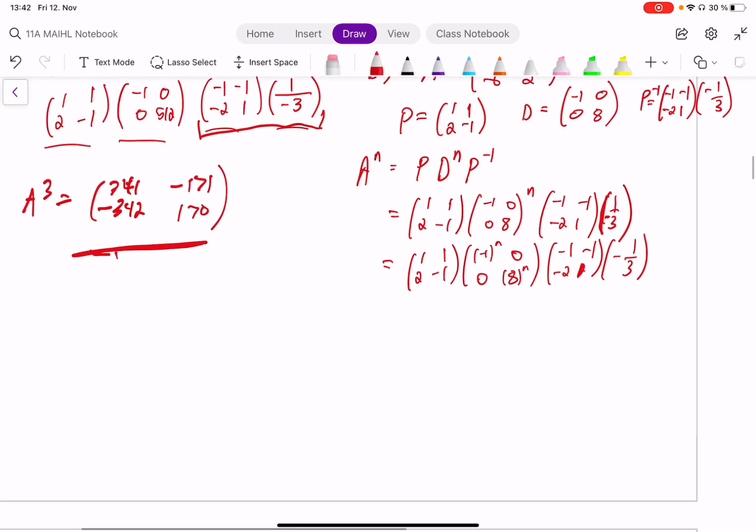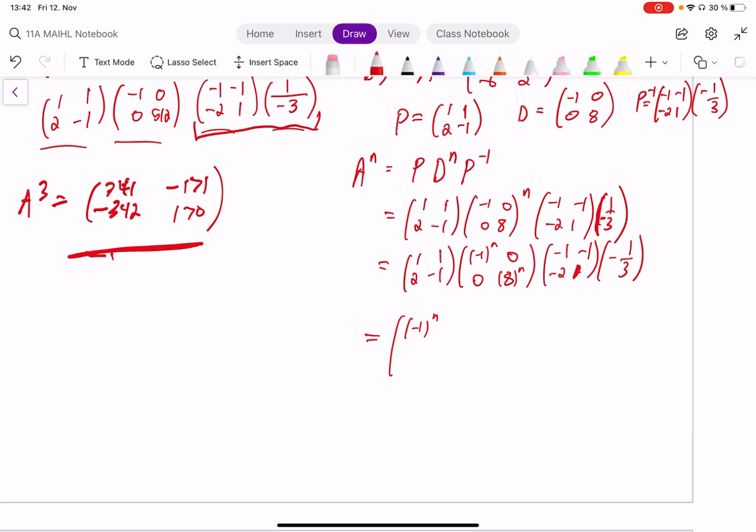And so now let's actually do that matrix multiplication. I'm going to multiply the first two matrices together, the furthest left ones. So it will be 1 times negative 1 to the n, which is negative 1 to the n, plus 1 times 0, which is just 0. So I'm not going to write that. Now to find the second entry, it's row 1 times column 2. So 1 times 0, which is 0, and then 1 times 8 to the n. So the second one is just 8 to the n.